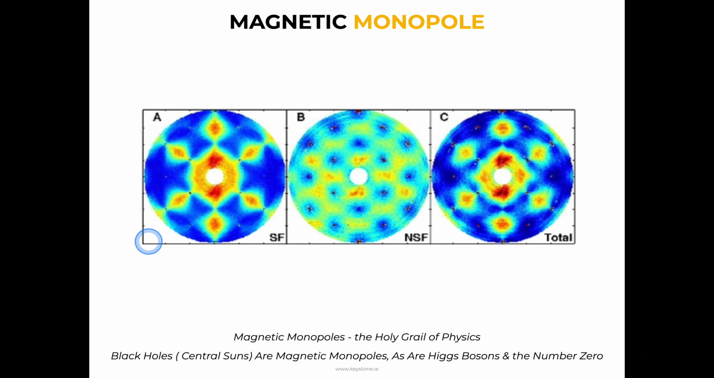Here are 3 separate pictures of a magnetic monopole. This thing lasted for a tiny fraction of a second. This is what they captured. And as you can see, we've got a central point, a 0 point. We've got 6 coming out, just like our Stargate maths. And on this one, we have 6 inner sections and 12 outer ones.